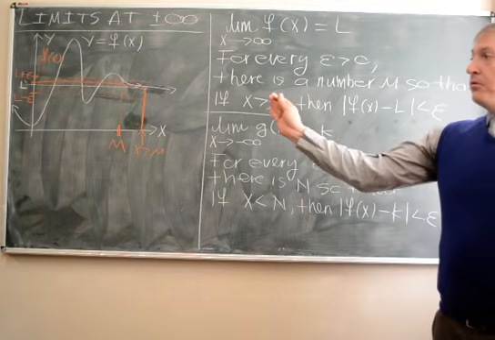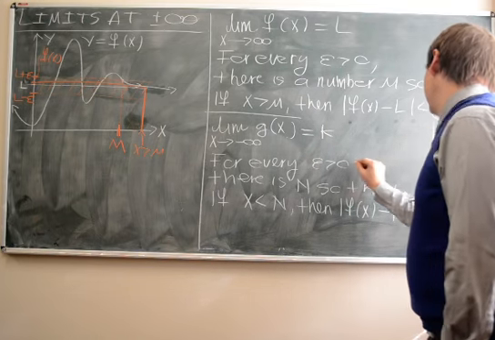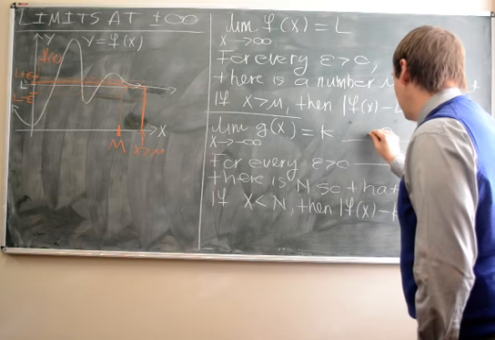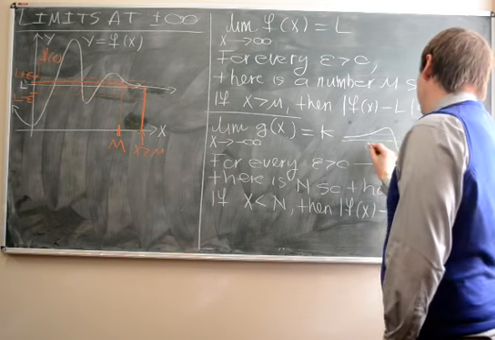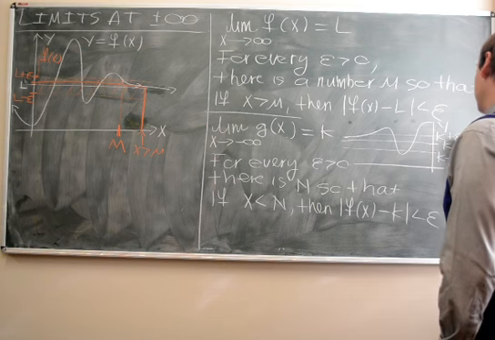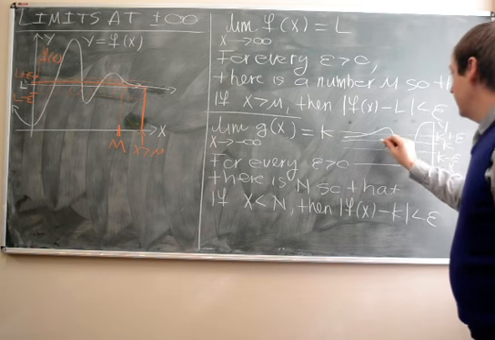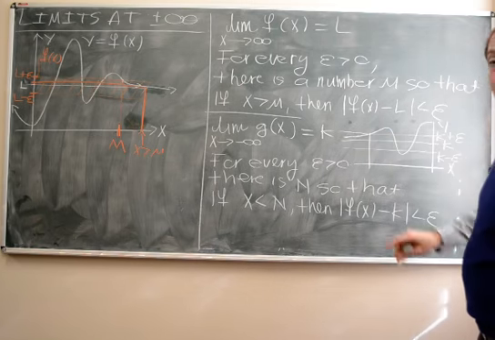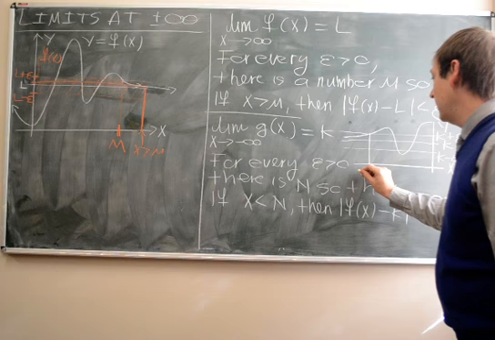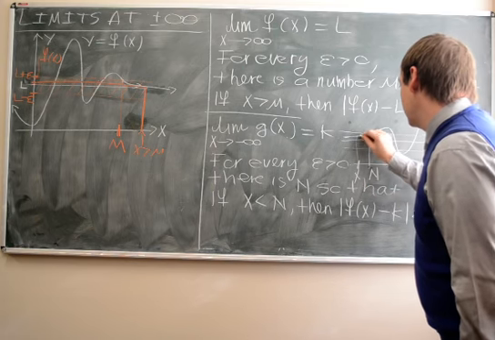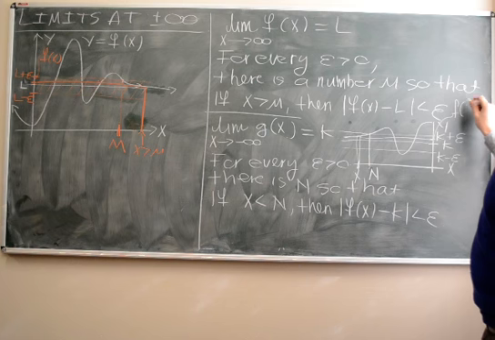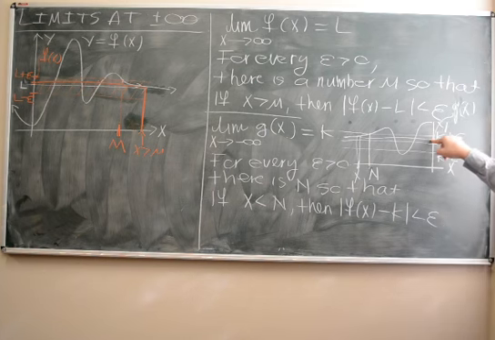So in this case, our graph will be more or less a mirror image of what we have over there. If we're looking from k minus epsilon to k plus epsilon, and we want g of x to be in this band, then we simply have to take x smaller than n. In this case, n would be over here. So if we pick x there, then g of x would sit over here in this band around k.